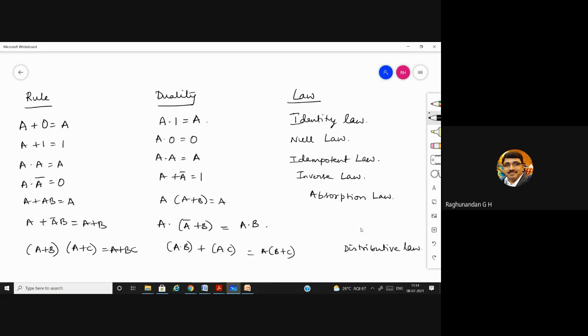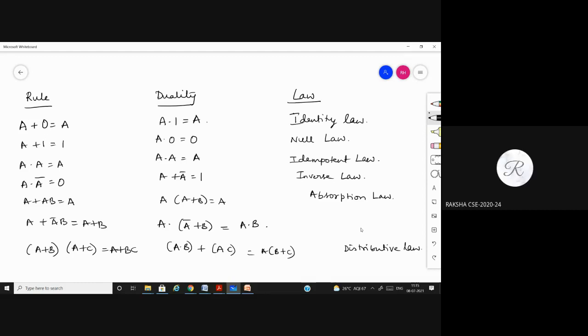These are the different rules which we need to follow in solving complex expressions. They'll give a complex equation, and we need to simplify it by using all these rules and also the algebraic laws we have studied already. Based on that we are going to solve the problems.